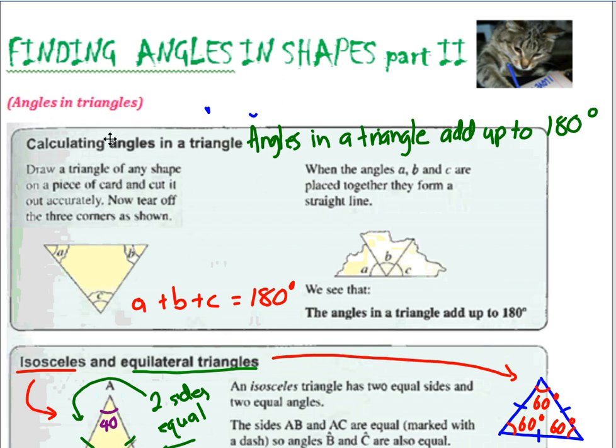So calculating angles in a triangle. Basically, the thing you need to remember, if you don't know already, is that the interior angles in a triangle add up to 180 degrees. That's the main thing to take away from this.